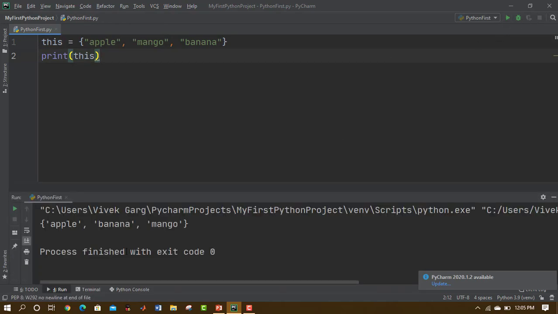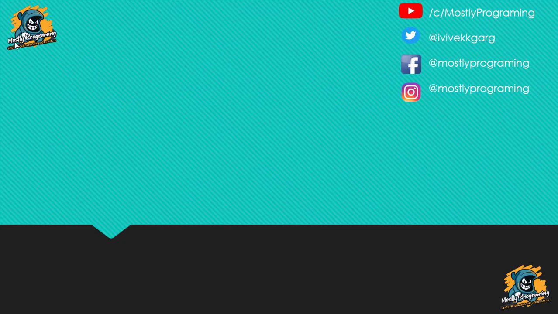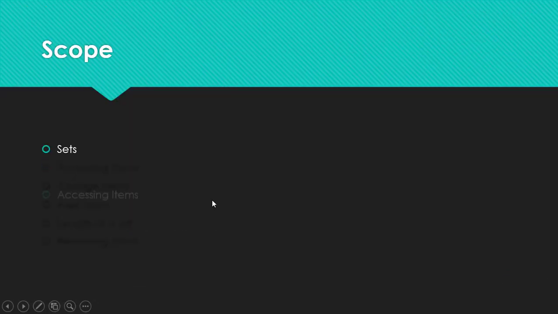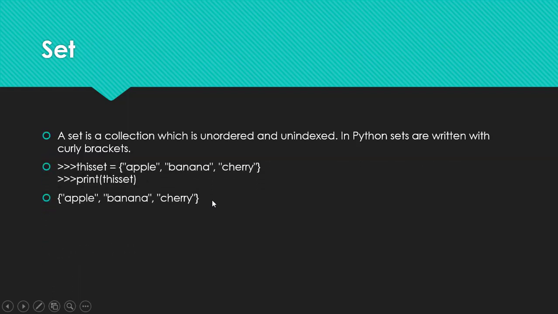So we can see that apple, banana, mango is printed, but initially we wrote it as apple, mango, banana. So that means there is no particular order in a set. The output could be in any order with respect to the number of elements. It could be in any order. I hope you get the point. So let's get back to the presentation and see. So we have seen what is a set and it is unordered and unindexed.